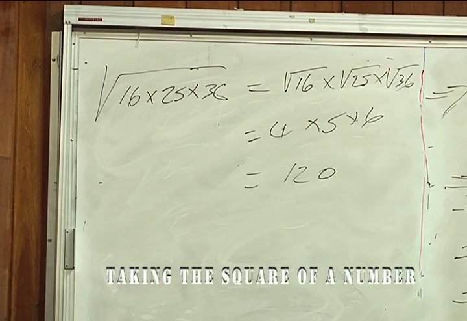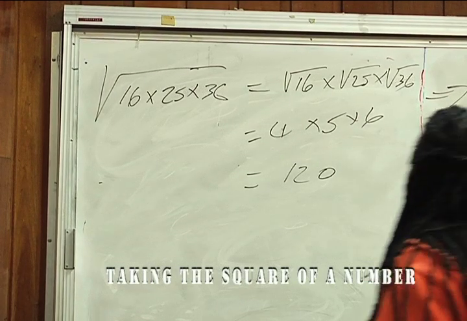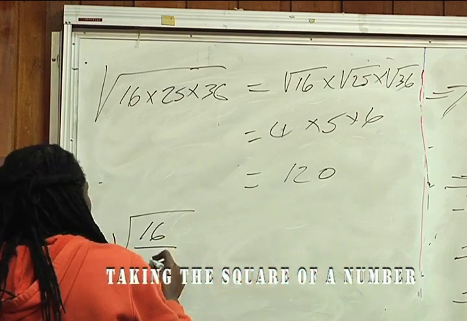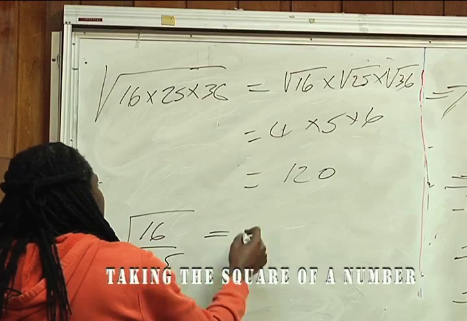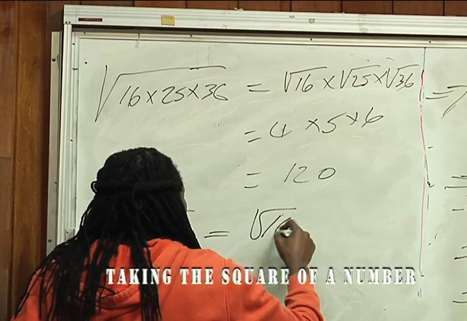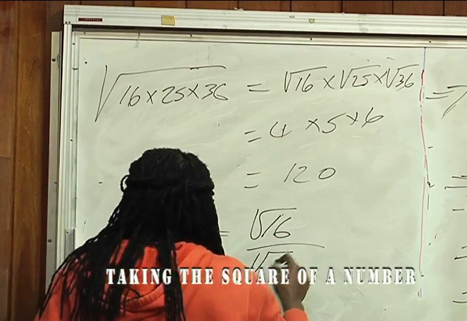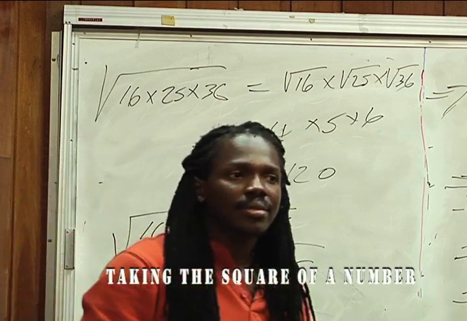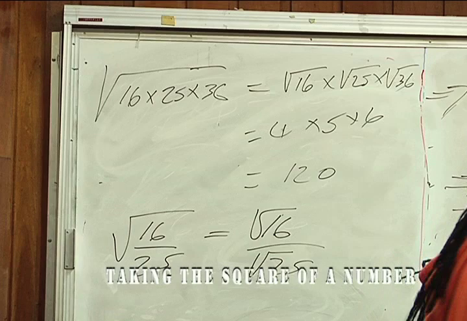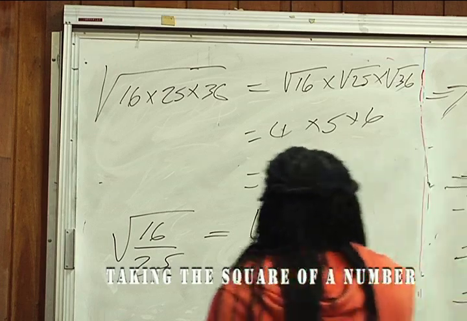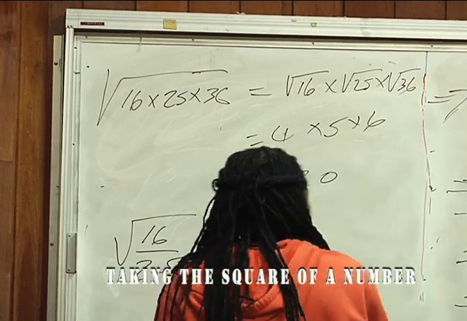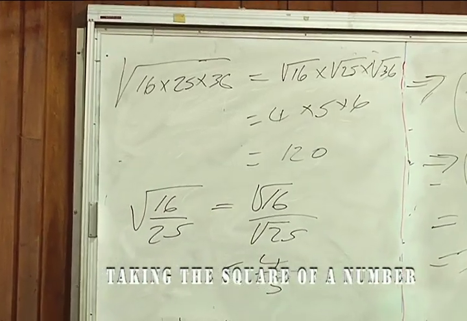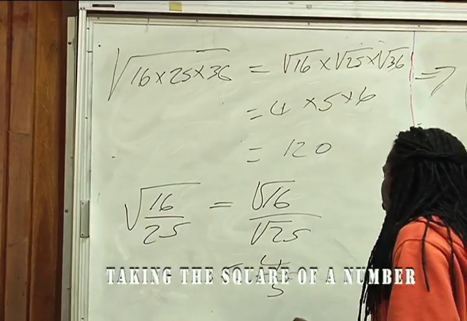16 over 25. The square root of the fraction 16 over 25 is equal to the square root of 16 over the square root of 25. Then I got 16 divided by square root 25, equal to 4 over 5. Really? So that is equal to 0.8.